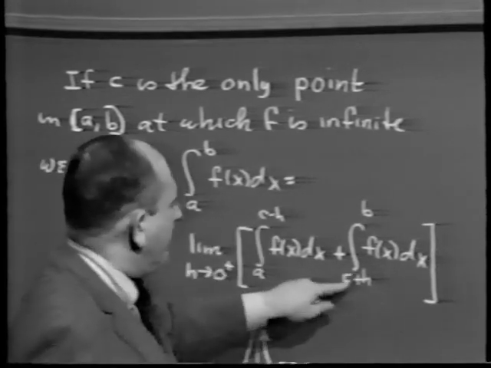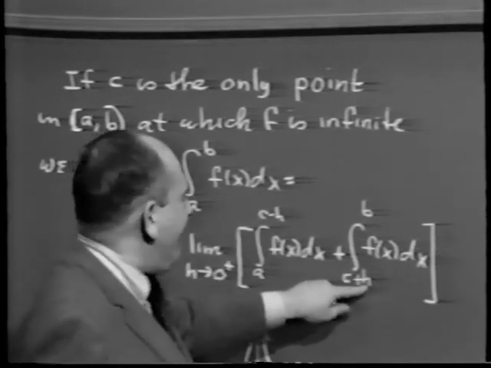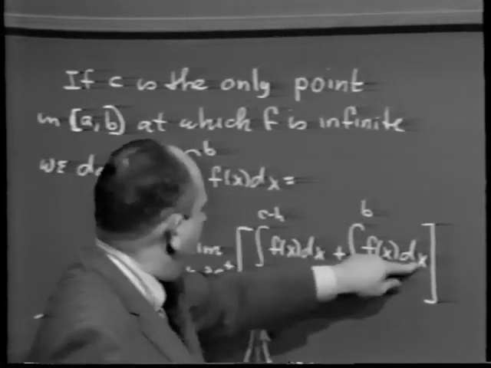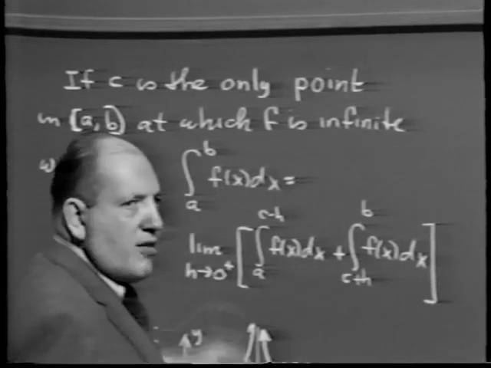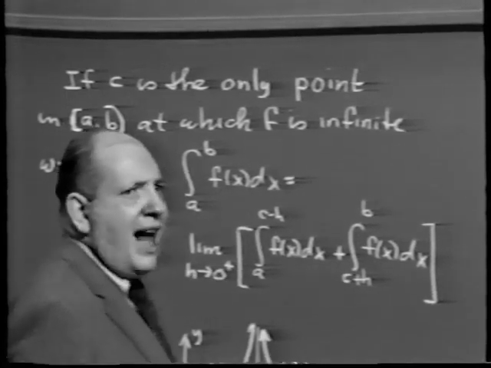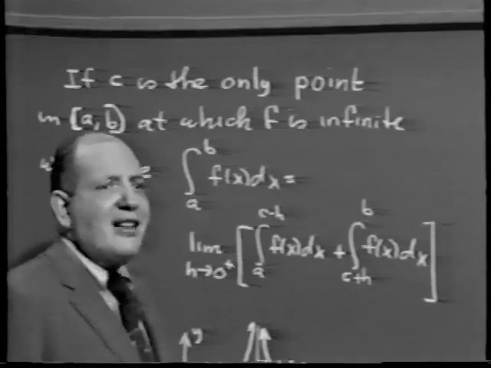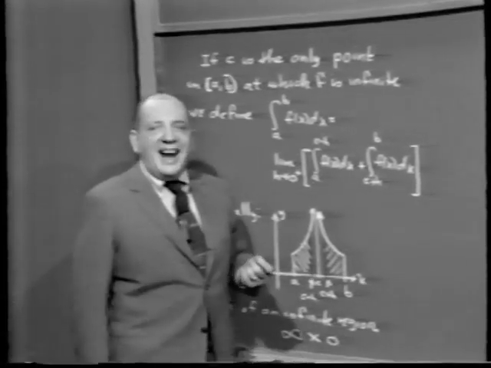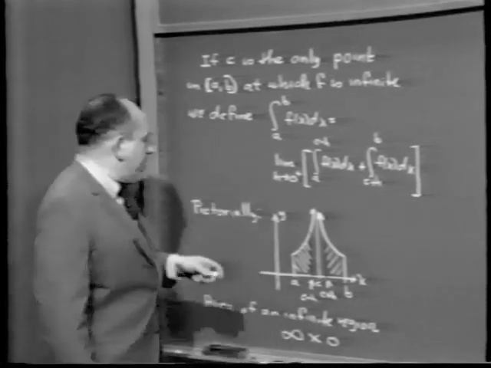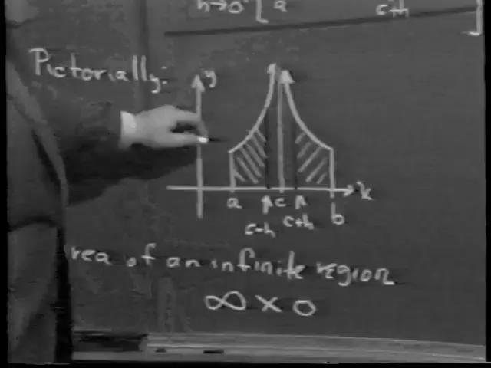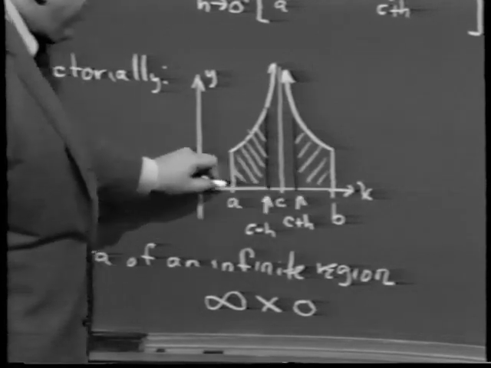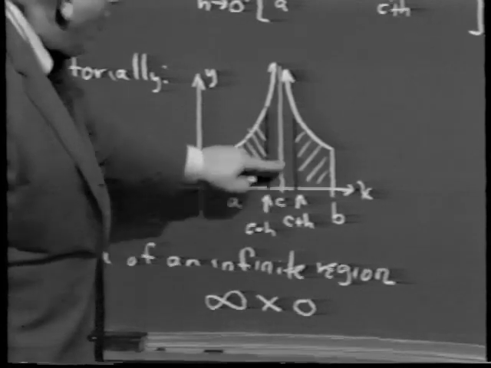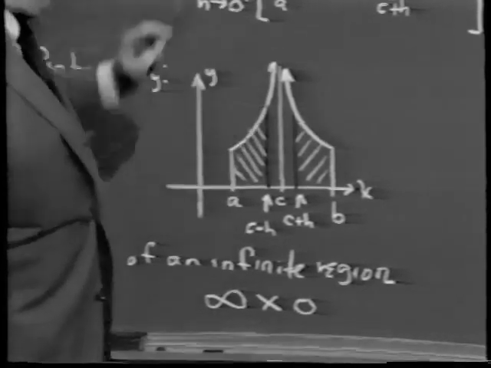Then you jump over the bad point, pick up again at c plus h, and say plus the integral from c plus h to b, f of x dx. This limit as h approaches 0 through positive values. Now again, this may sound very abstract, so to give this a more realistic meaning, let's interpret this again in terms of an area. What we're saying is this pictorially. We have a function which is piecewise continuous at least on the entire interval from a to b, except at the point c where we have an infinite discontinuity, an infinite jump.